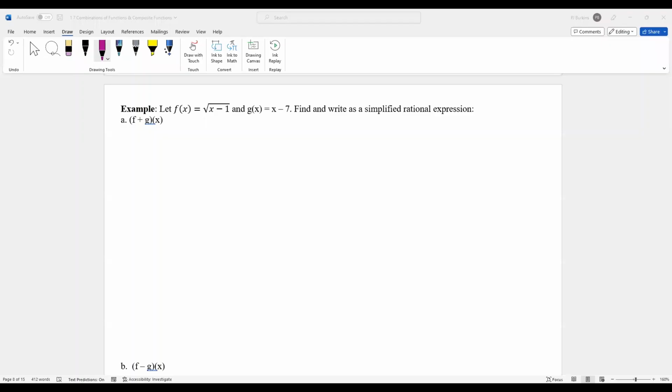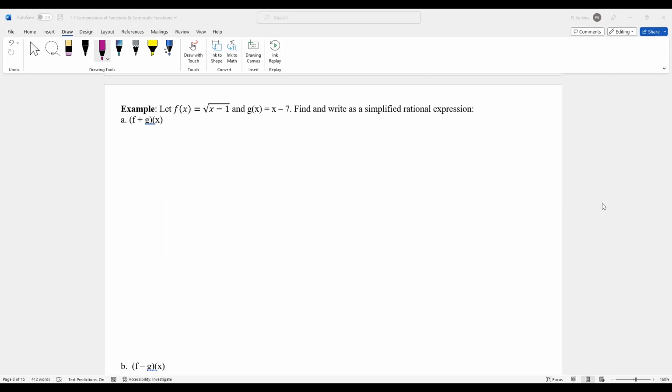All right, let's continue with a few more examples here. In this example, we're going to define f of x as square root of x minus 1, and we're going to define g of x as x minus 7. Find and write as a simplified rational expression. So I'm not going to concern myself as much with the domain. I'll go ahead and notate it for you. And if you have questions about that, let me know. But for right now, I just want to find and write the simplified rational expression.